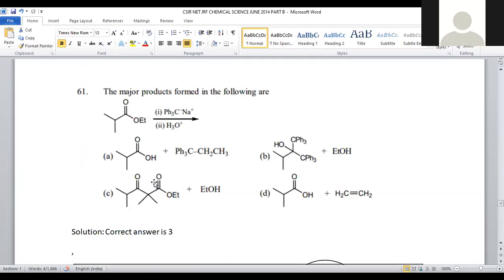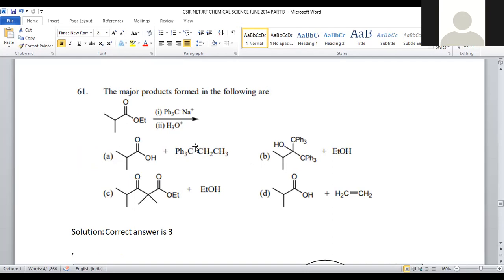Let us move on to question number 61. The major product formed in the following. We are taking, what's the compound it is? 1, 2, 3, 4 carbons are there. Ethyl isobutanoate was given, with sodium triphenylmethane, and subsequently hydrolyzed under acidic conditions. Here, the starting material will be CH3CCH3COOEt. Whenever it is treated, what will be the final product?